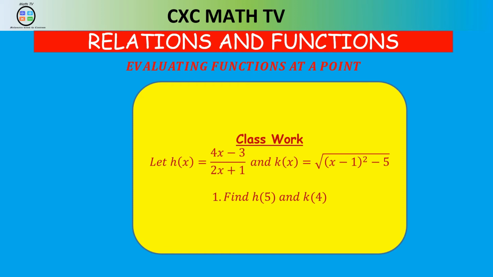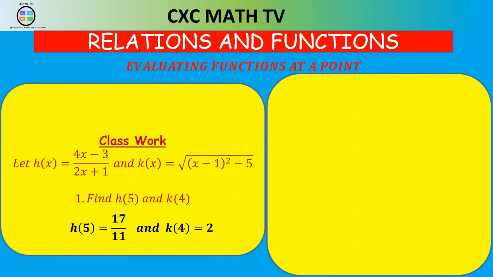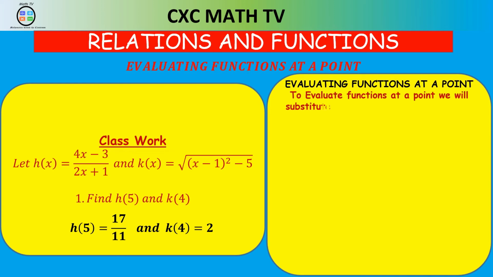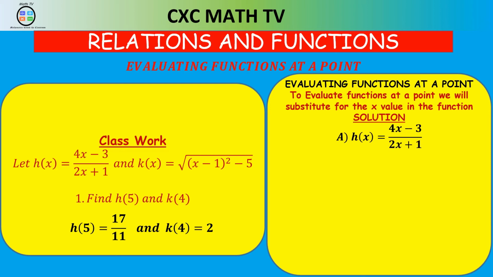Alright. So first thing, h of x is 4x minus 3 over 2x plus 1. So to find h of 5, we replace the x value with 5. So it's 4 times 5 minus 3 over 2 times 5 plus 1. But then 4 times 5 is 20. 20 minus 3 is 17, over 10 plus 1 is 11. So h of 5 is 17 over 11.